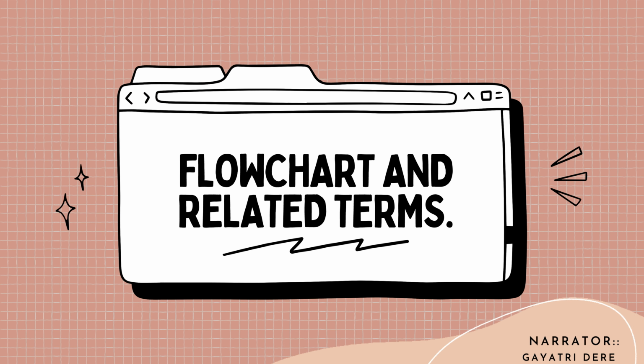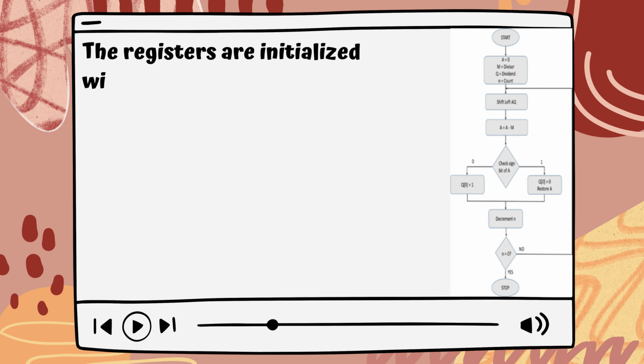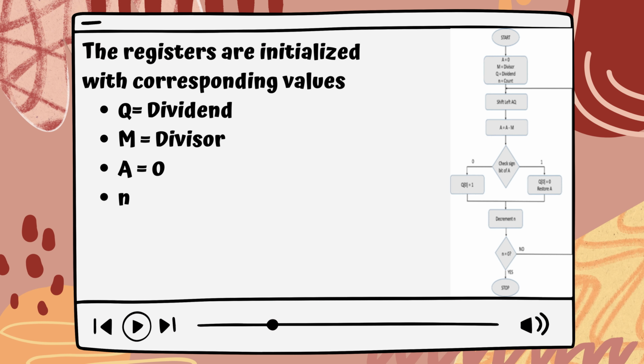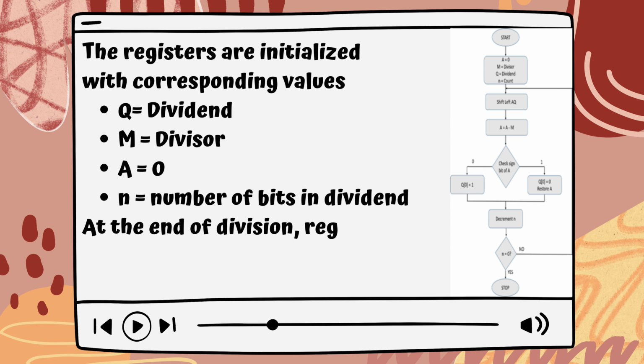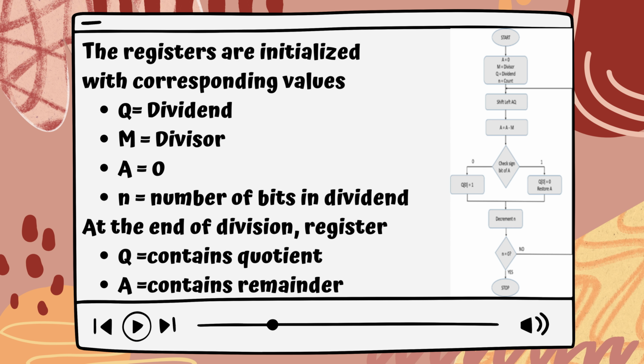Now let's take a look at the flowchart for the restoring division algorithm and its related terms. First, we initialize the registers where the value of Q is the dividend, M is the divisor, and the value of A is set to 0. The counter N is also set to the number of bits in the dividend. After initializing, the algorithm begins by shifting the contents of registers Q and A towards left as if they were a single unit. This leaves the last bit of Q empty.